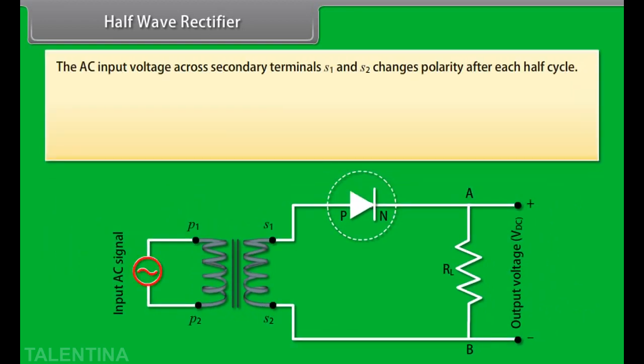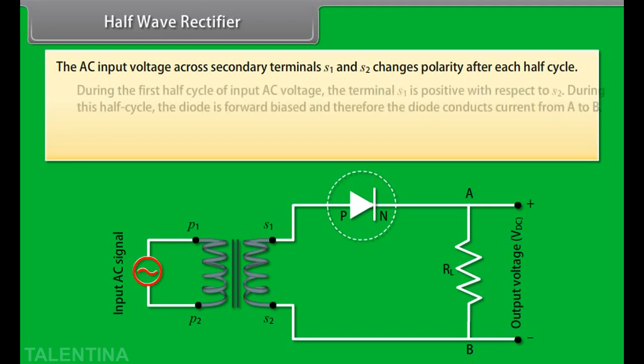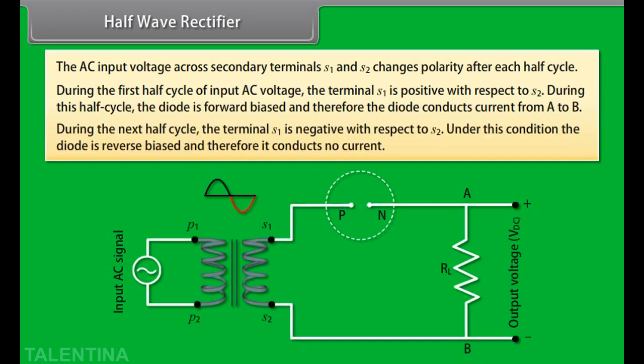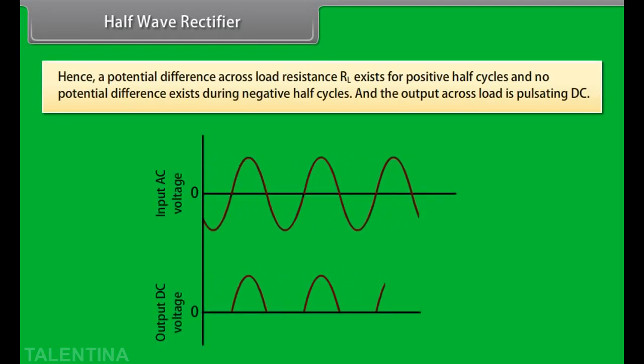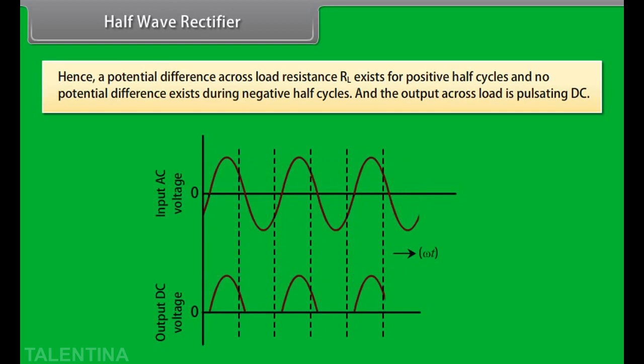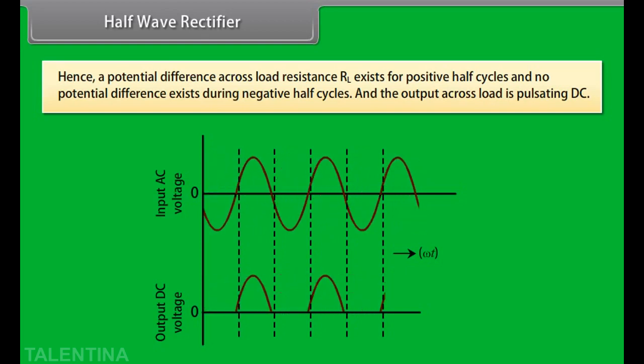The AC input voltage across secondary terminals S1 and S2 changes polarity after each half cycle. During the first half cycle of input AC voltage, the terminal S1 is positive with respect to S2. During this half cycle, the diode is forward biased and therefore the diode conducts current from A to B. During the next half cycle, the terminal S1 is negative with respect to S2. Under this condition, the diode is reverse biased and therefore it conducts no current. Hence, a potential difference across load resistance RL exists for positive half cycles and no potential difference exists during negative half cycles. And the output across the load is pulsating DC.